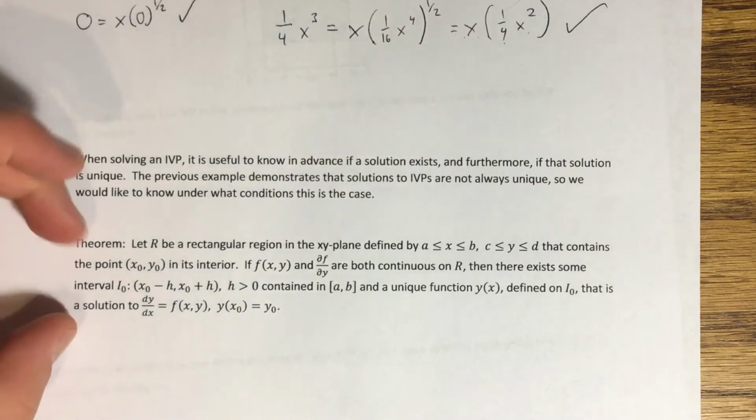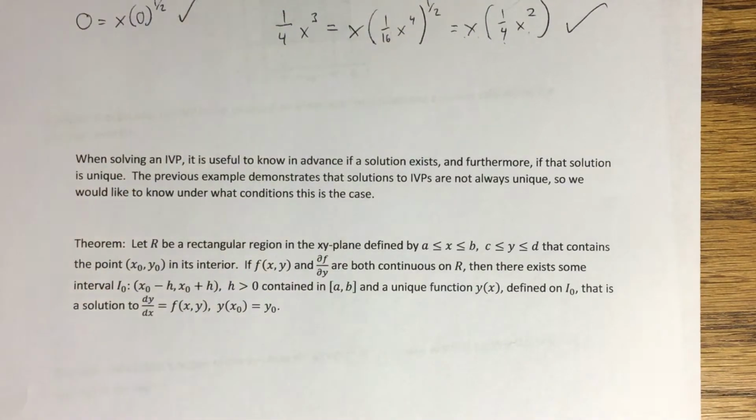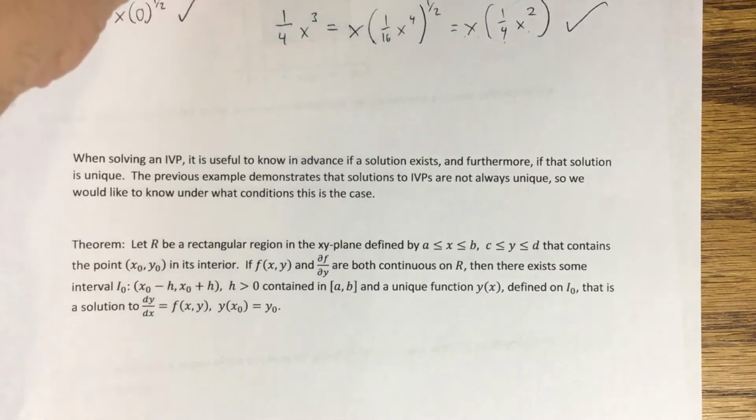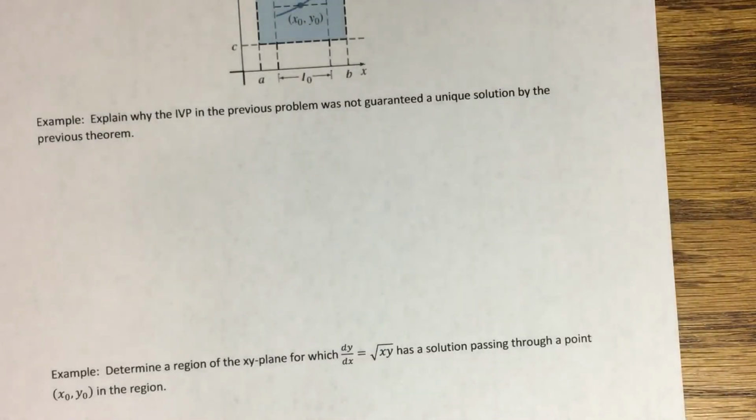We were talking about this theorem here, and the whole point of this theorem was to establish conditions under which a first-order ODE will have a unique solution if it's part of an initial value problem, an IVP. As we saw in the example that preceded this, it is possible for a first-order differential equation or a first-order IVP to have more than one solution, but we want unique solutions. So we're going to see this theorem in action on this last page here.